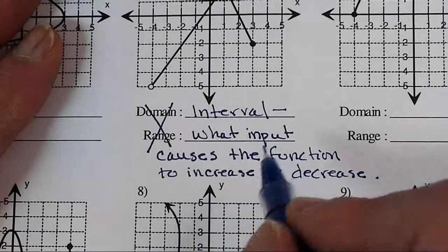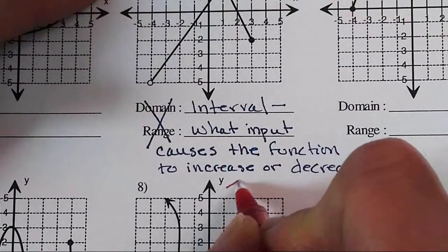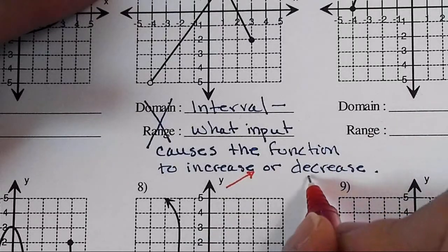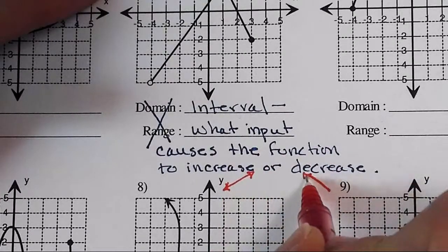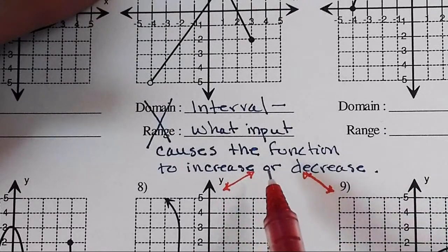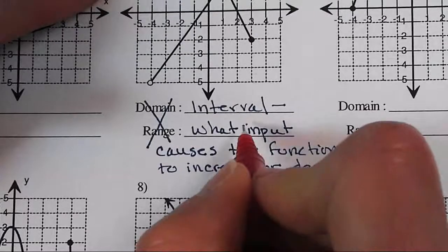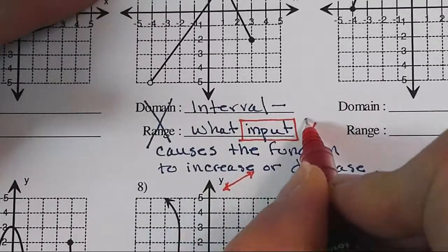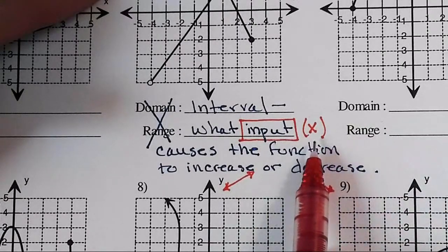If we think about increasing, that's going up, so it will have some sort of positive slope, and decreasing will have some sort of negative slope. It really doesn't matter which way the arrows are pointing. So increase is a positive type slope, decrease is a negative type slope. For an interval, we're talking about the input, and the input is our x value, which means we will be looking at the x-axis.